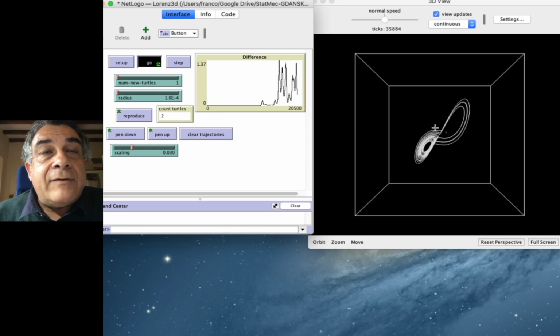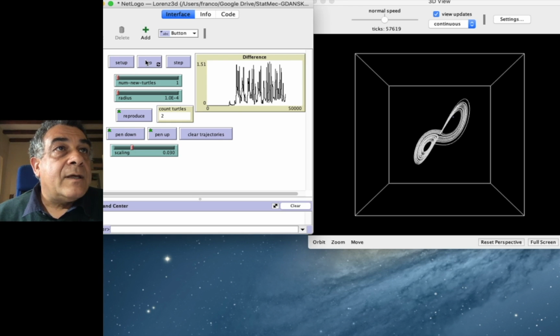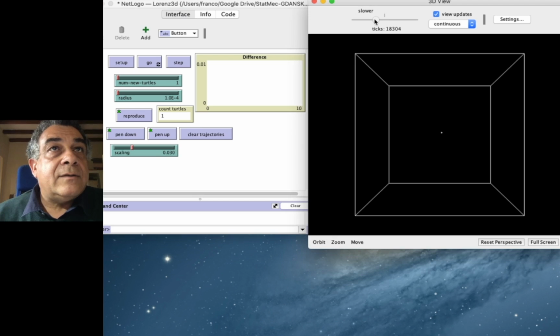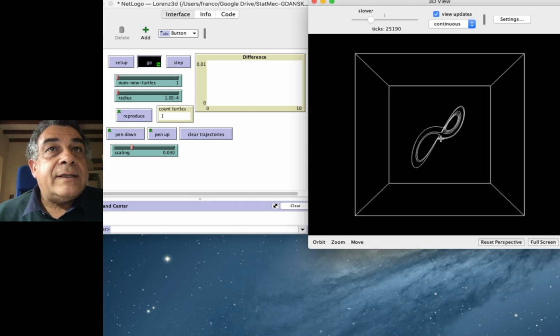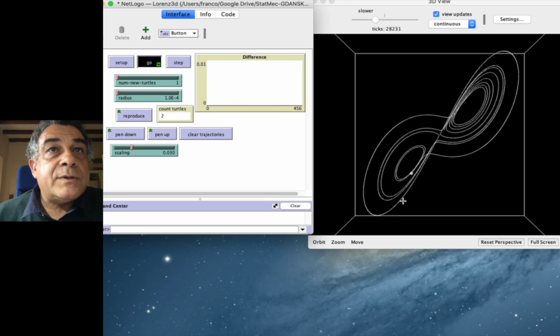And you see now that everything is white because they stay in the same position. Then at a certain point they separate. Maybe we can do it again. Clear trajectory, let go slower, even slower, and you see that we just see one trajectory, and then at a certain point I reproduce. Now we have a green and a white one. They stay together, so the difference is 0. But you'll see that at a certain point one of them will separate.